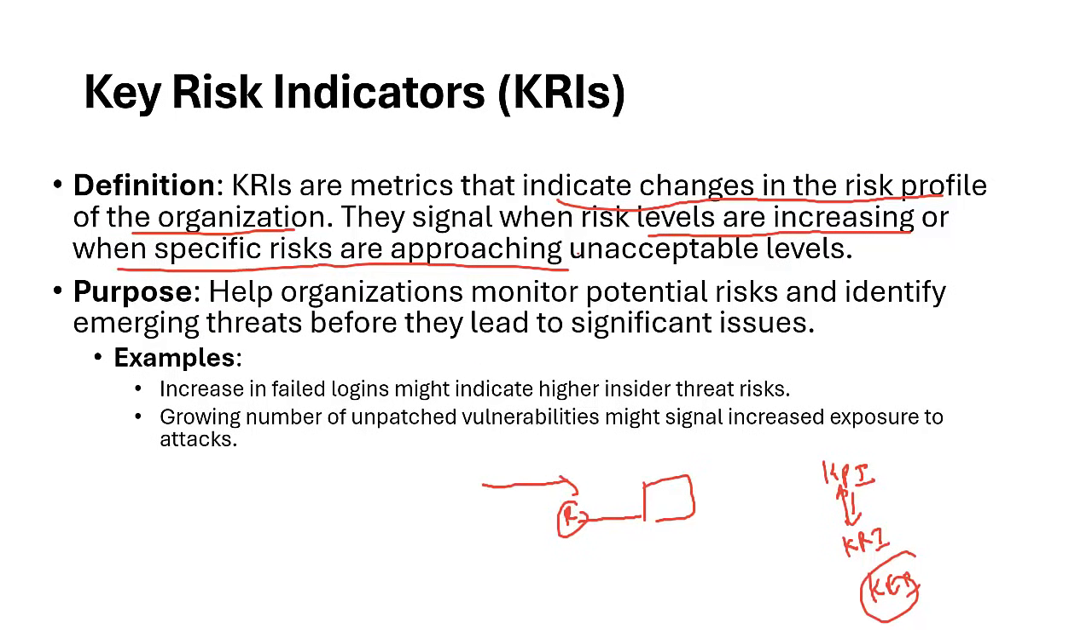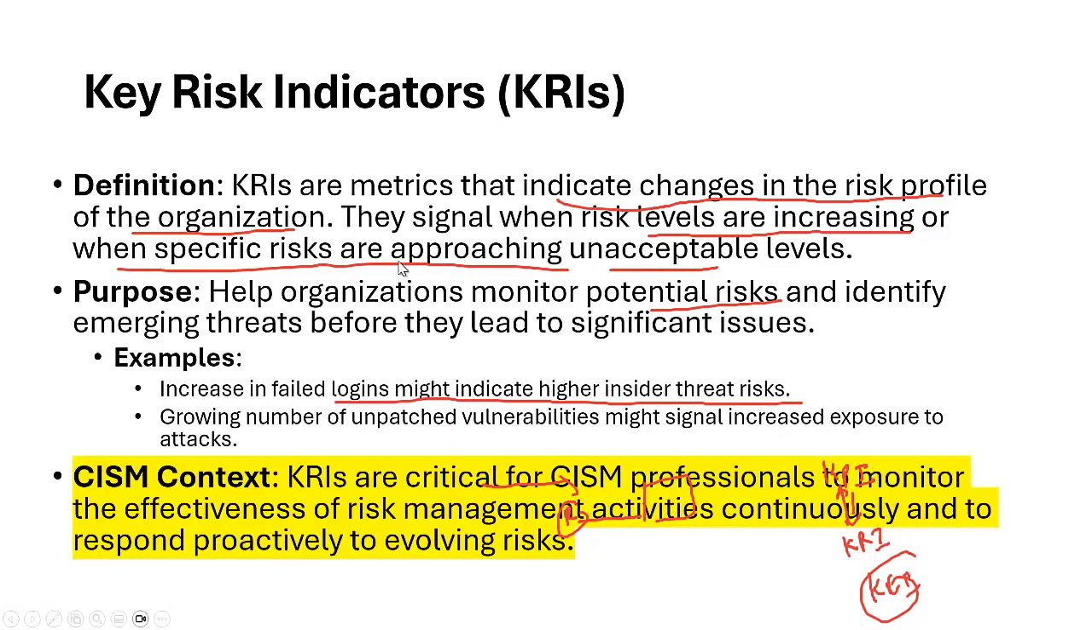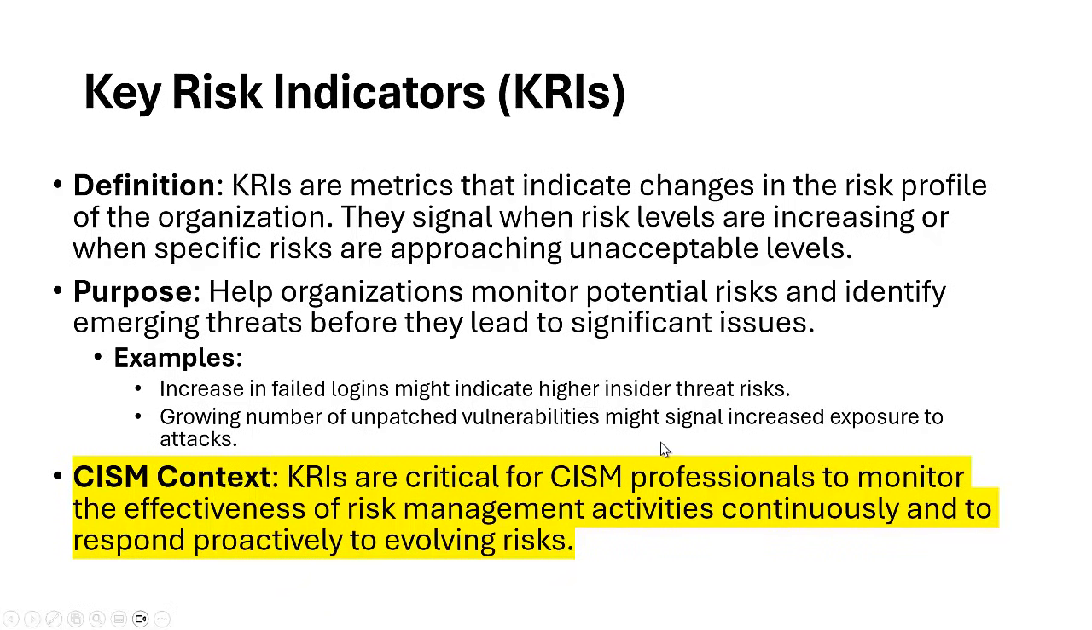So KRI is the metric which indicates changes in the risk profile, and they signal when risk levels are increasing or when a specific risk approaches an unacceptable level. The purpose of defining a KRI is so the organization can monitor potential risk and identify emerging threats. For example, an increase in failed login attempts might indicate a higher insider threat risk, or a growing number of unpatched vulnerabilities. So that is a live example of the KRI. From a CISM point of view, it's very important you know KRI, because it is critical for a CISM professional to monitor the effectiveness of risk management activity, and that is only possible when you monitor the key risk indicators. Is it clear?